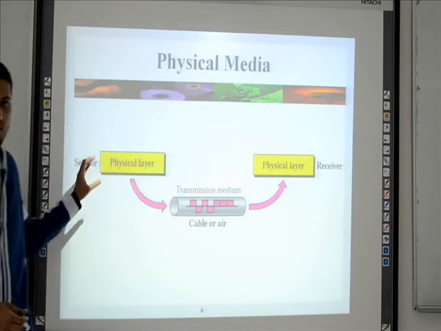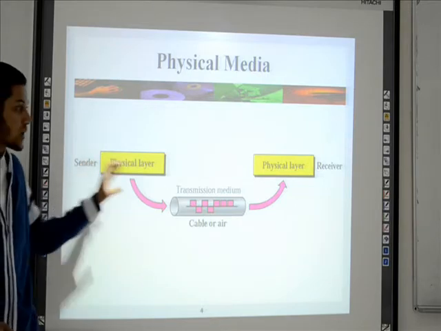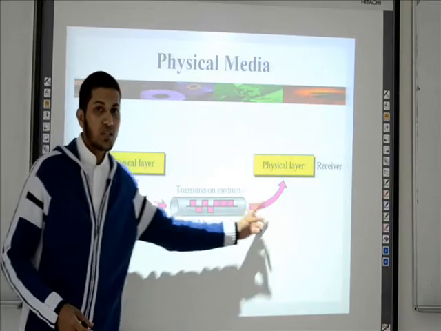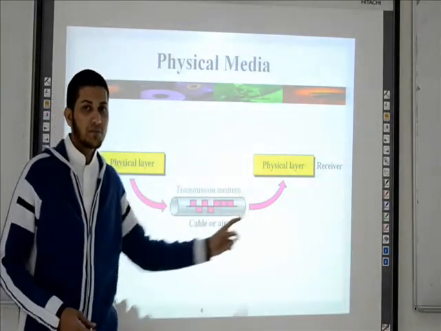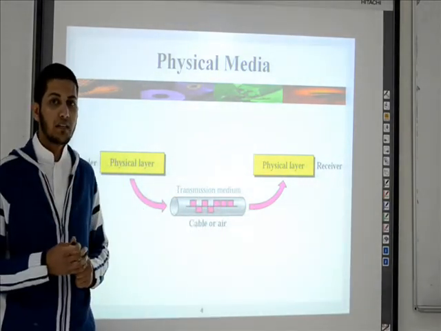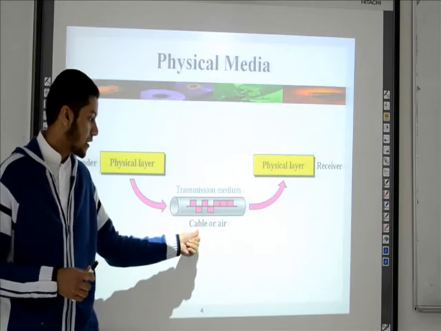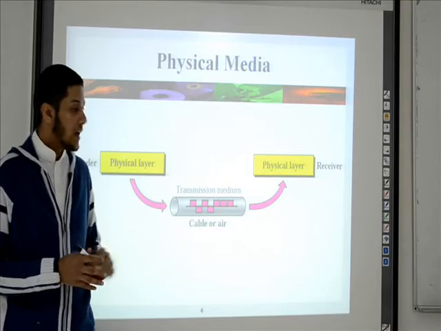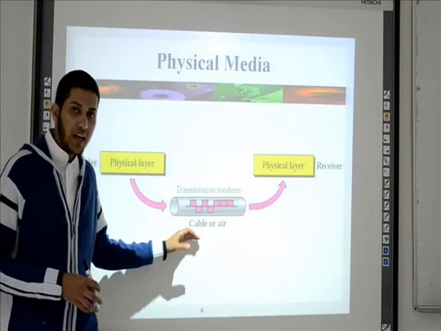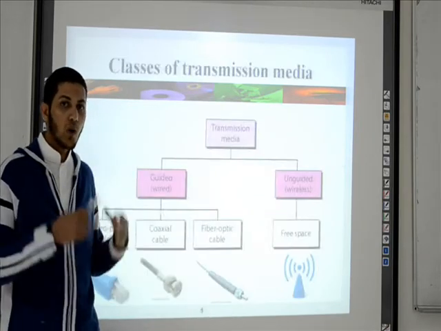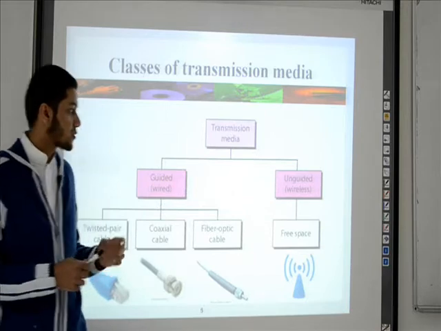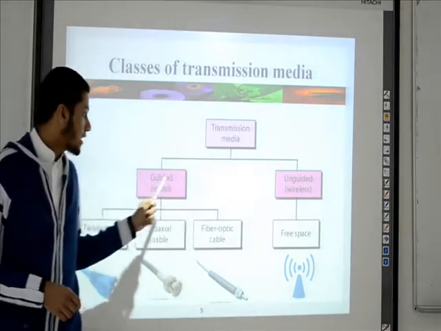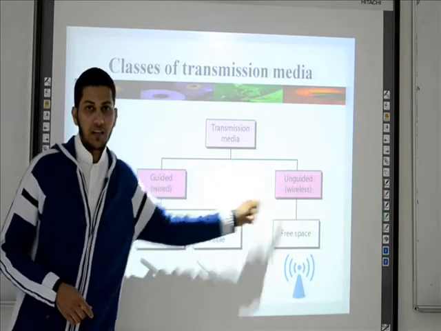As we see in this picture, we have a sender and we have the receiver. And we need to send between sender and receiver. We have 2 kinds of transmission: cable, or air by wireless. Now we will talk about the cable and the wireless to know the meaning of these 2 kinds of transmission. In transmission media, we have guided and unguided.